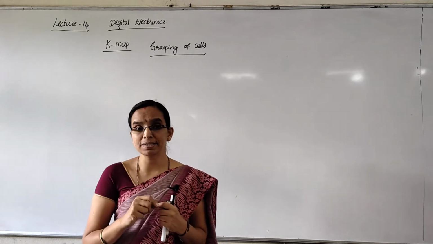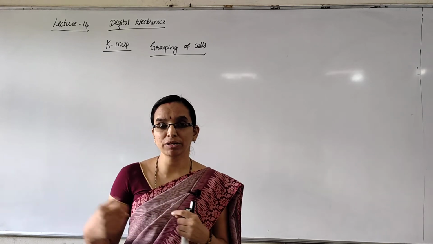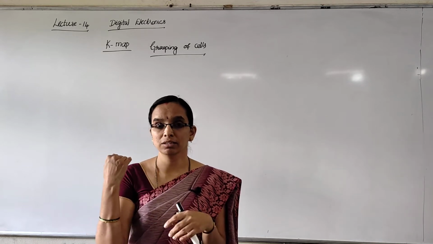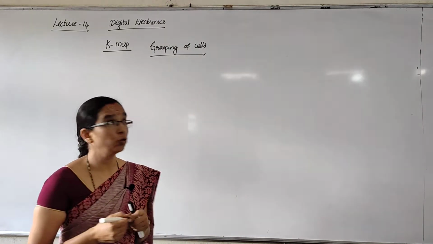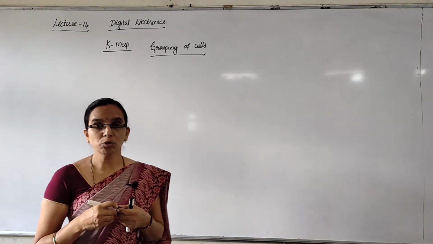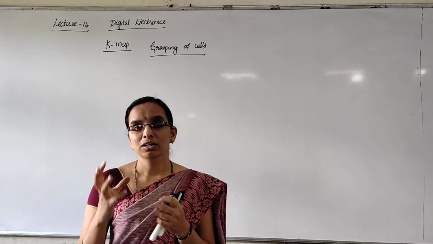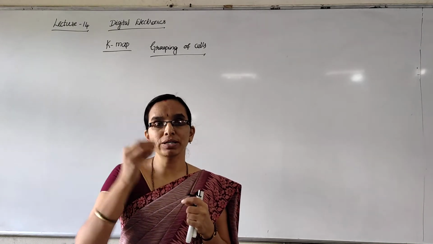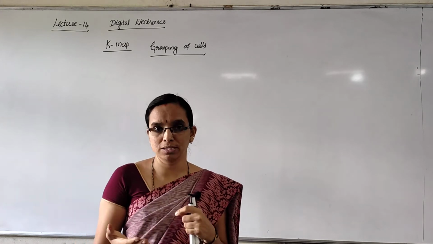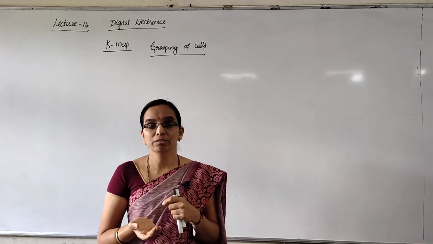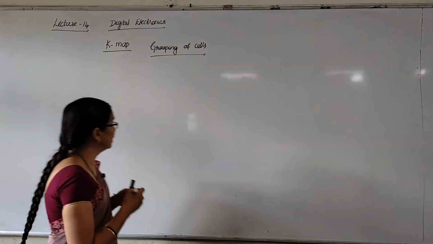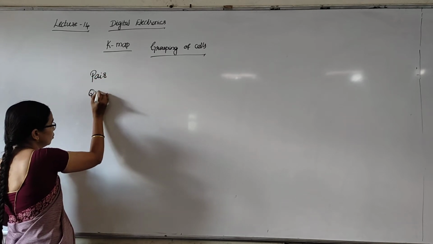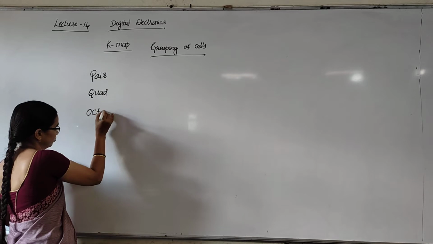Now after representing ones, how to simplify, the process of simplification of a Boolean expression, that we will learn in K-map now. That is called grouping of cells. Grouping in the sense, we will group the ones we have already represented inside the K-map. How to group those ones? We have a systematic way to group that. So in grouping, there will be 3 types: pair, quad and octet.